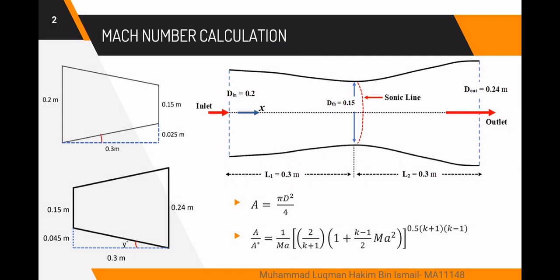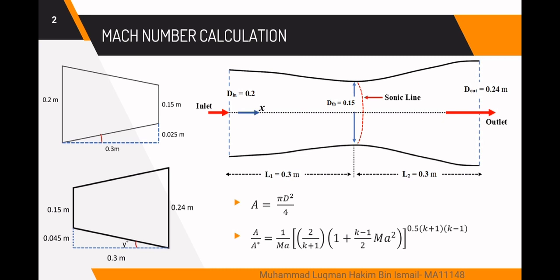To calculate the Mach number, first we need to identify all the information given from the figure attached in the sample, which is D inlet equal to 0.2 meter, D at the throat equal to 0.15 meter, and D at outlet equal to 0.24 meter. It also shows that length L1, from the inlet toward the throat, equal to 0.3 meter, the same as from the throat to the outlet, which is 0.3 meter.